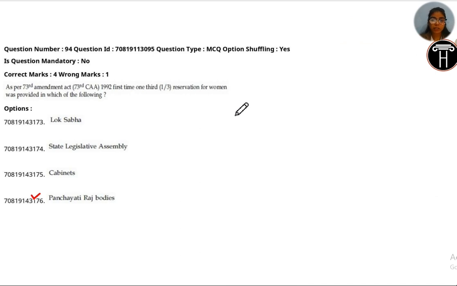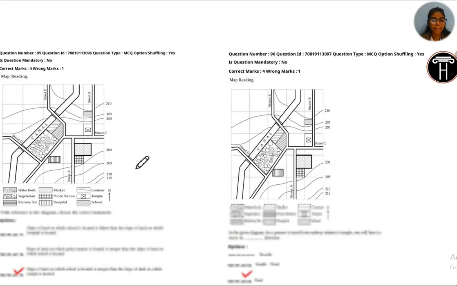Next question is, as per the 73rd Amendment Act 1992, first time, one-third reservation for women was provided in which of the following? So, as per the 73rd Amendment Act, the one-third reservation for women was provided in the Panchayati Raj bodies. Okay, this amendment was for Panchayati Raj bodies in which one-third reservation was given to women under this Amendment Act.